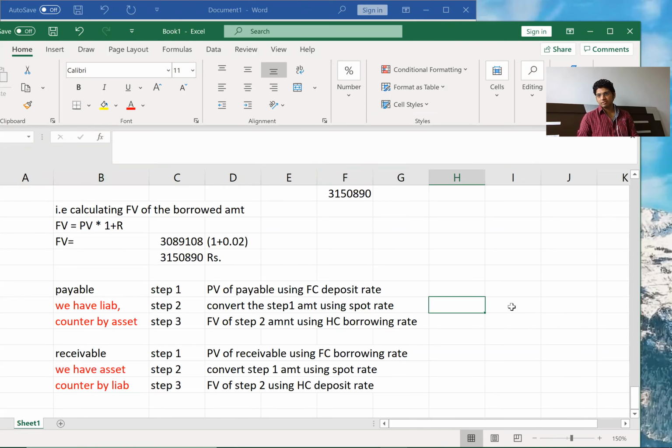Okay. So your sum will be solved using these 3 simple steps. Just see if you're understanding why we are using deposit rate and why we are using borrowing rate. So when to use deposit in step 1 and borrowing in step 3, and when to use borrowing in step 1 and depositing in step 3, that logic you guys also write down.